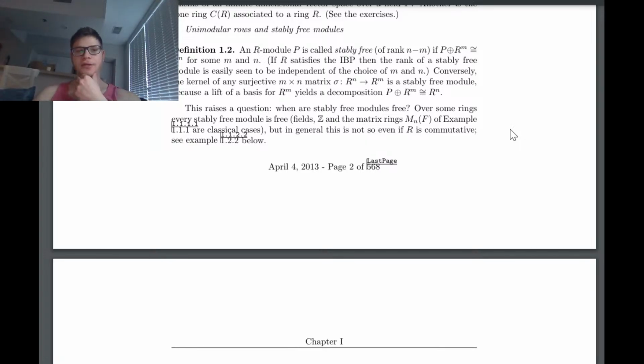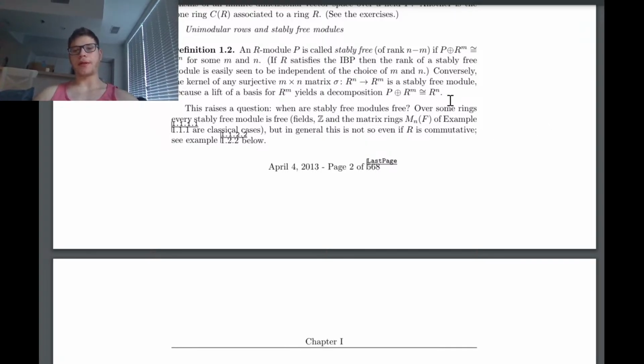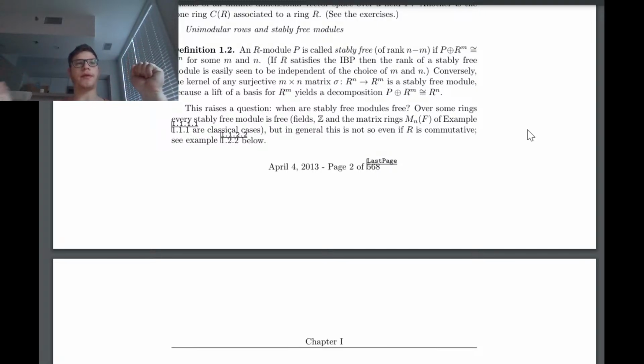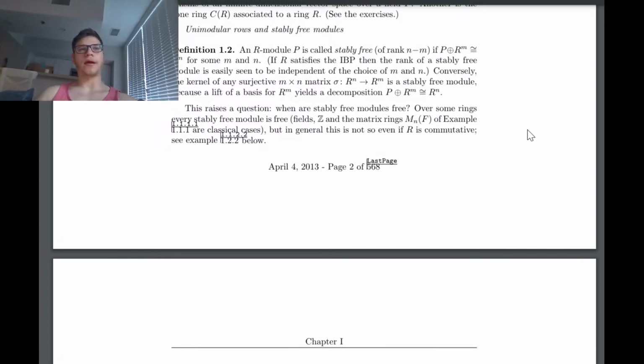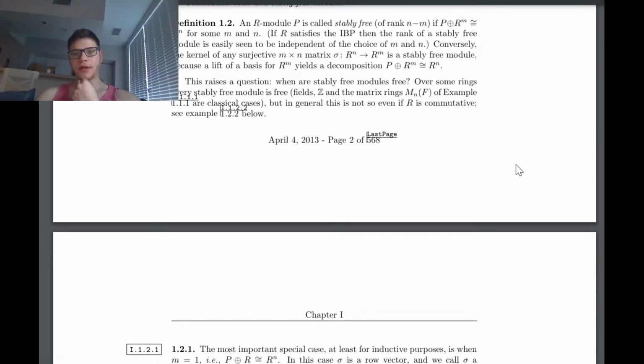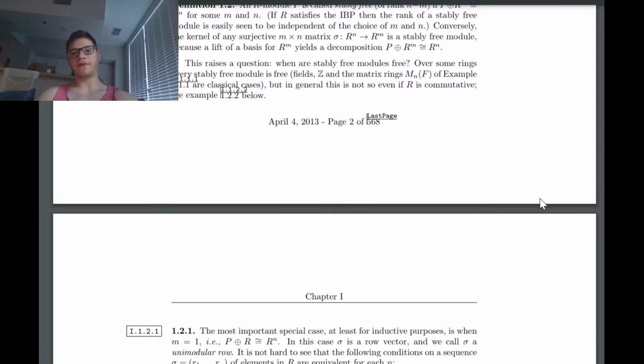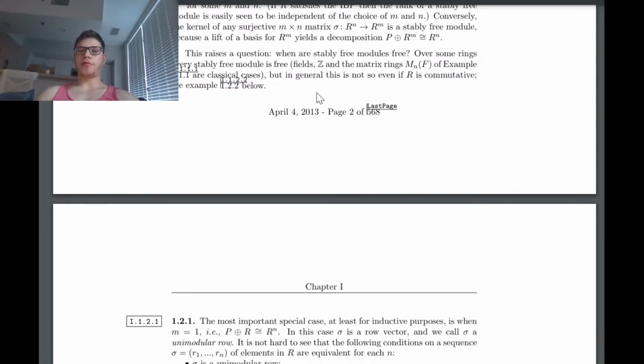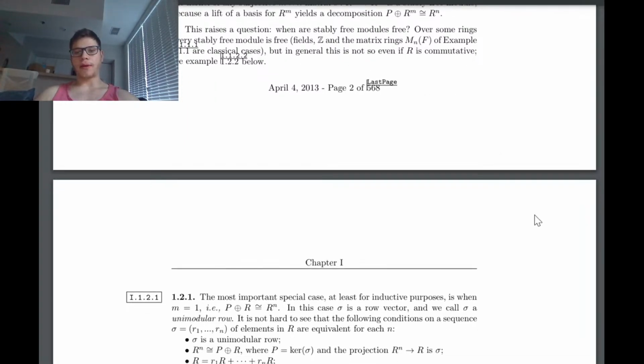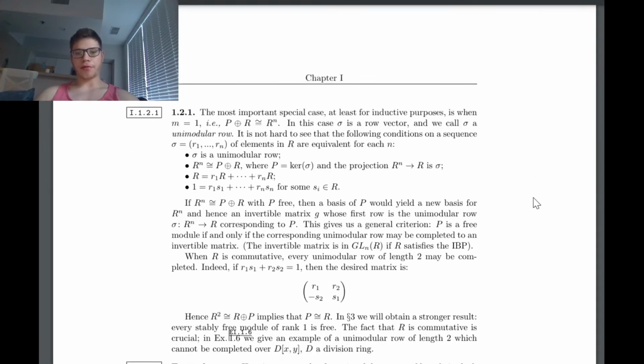It's not true that being a free module is always hereditary. But you can show that it is going to be a direct sum with the kernel because it's a section and it's isomorphic to the image. This is basic splitting lemma stuff. If you have a surjective map and a section, then R^n is the kernel direct sum with the image. This raises the question, when is a stably free module free? Over some rings, every stably free module is free. Fields, obviously everything is free. Z and matrix rings are classical cases, but in the general case, it's not so, even if R is commutative. So let's see some examples.